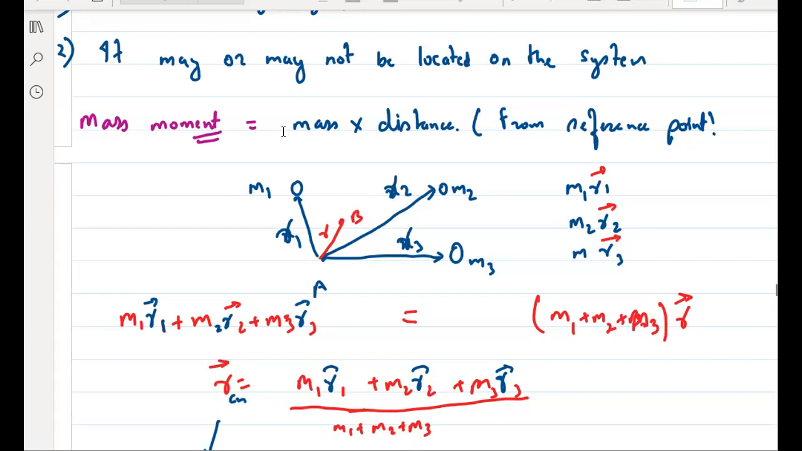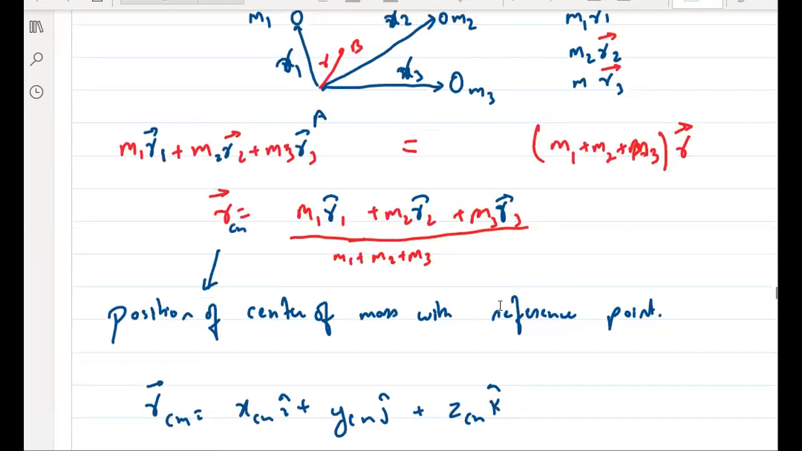So the moment of all these masses at point B is given by m1 plus m2 plus m3 into r vector, where r vector is the position of the center of mass. To find the r vector, r vector can be given as m1 r1 plus m2 r2 plus m3 r3 divided by m1 plus m2 plus m3. This is the formula for center of mass for a discrete system. Clear? Where r1, r2, r3 are vectors.